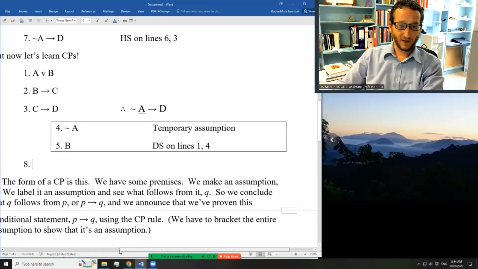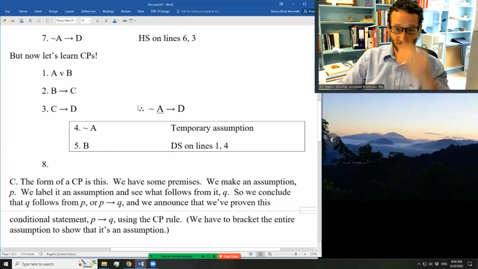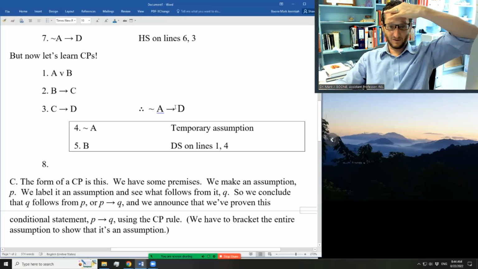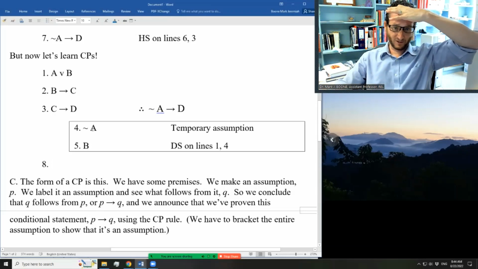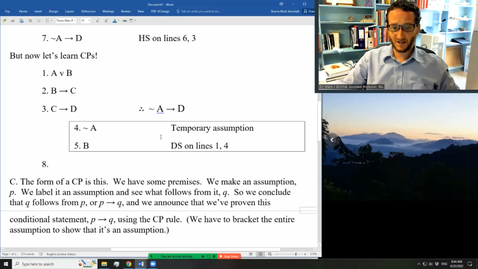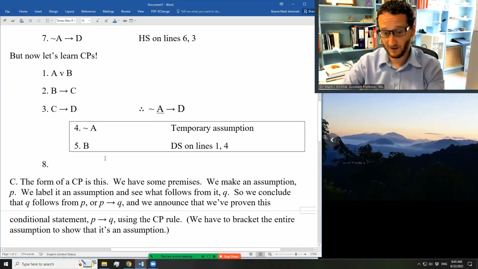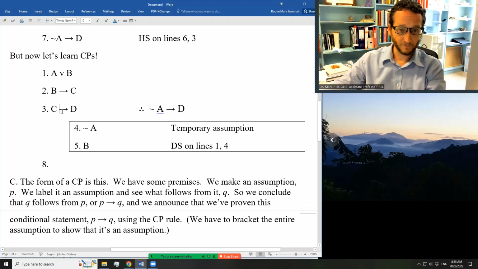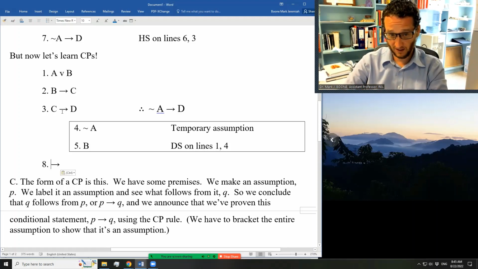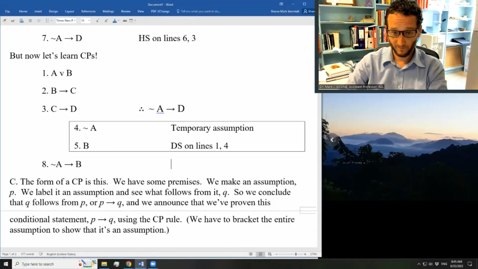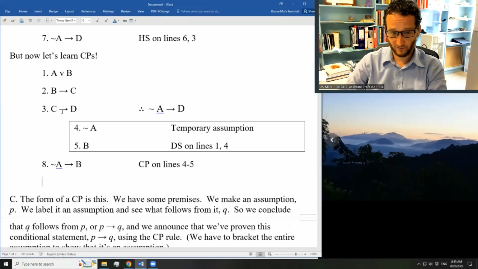If A, then either A or B. If B then C. If C then D. Therefore, if not A then D. So temporarily assume not A, and that gives us B by disjunctive syllogism on lines 1 and 4, and that allows us to conclude if tilde A, then B by conditional proof, lines 4 through 5.